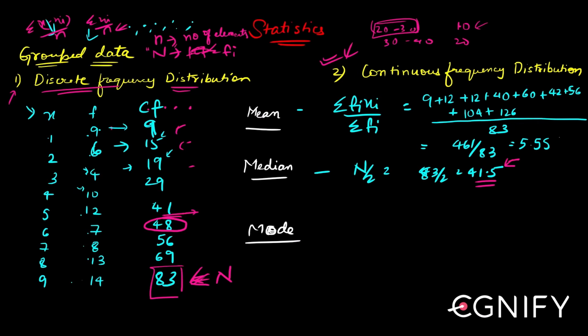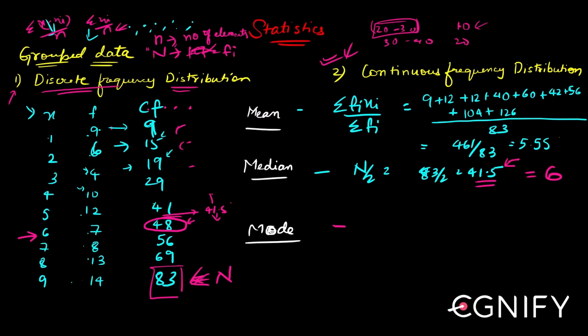So 41.5 will lie somewhere here. You're not supposed to take anything below it, you're supposed to take the one above it and closest to it, that's 48. The number that corresponds to 48 is 6, so your median is 6. That's the method. I hope you were able to figure that out.